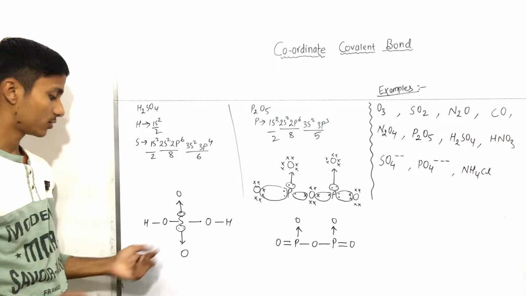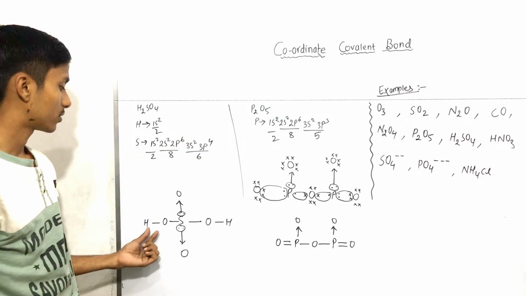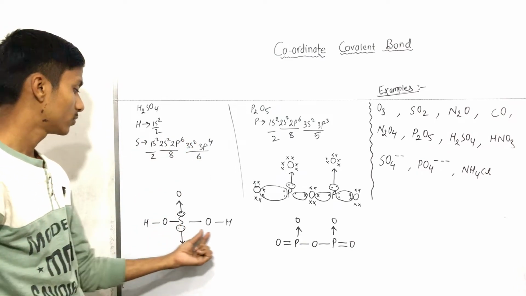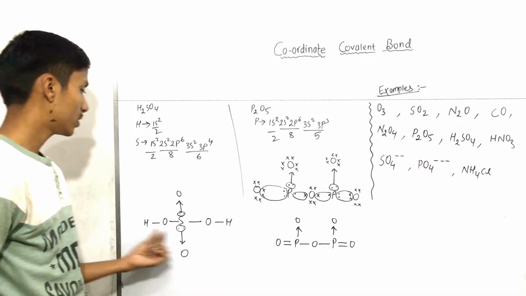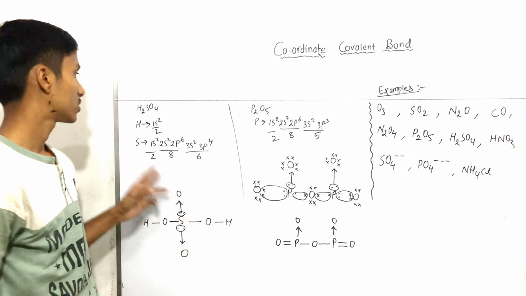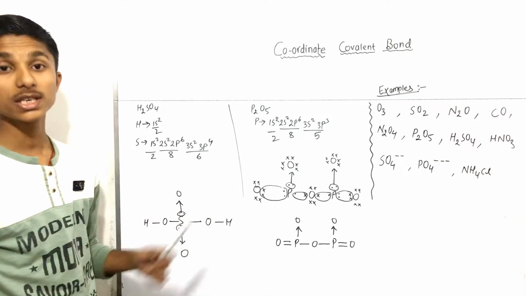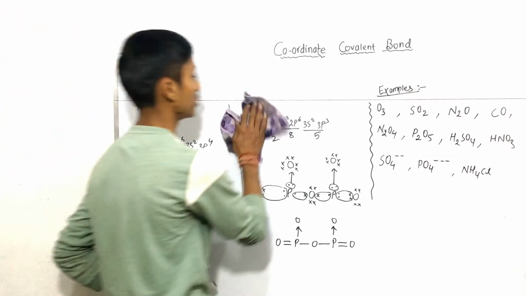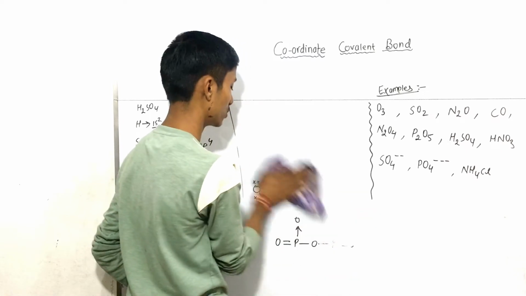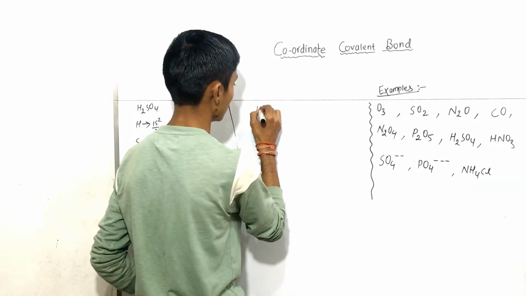So now you can see directly, now you can write the formation of coordinate covalent bond. This is hydrogen. This is the formation of coordinate covalent bond in H2SO4: one sulfur atom, 4 oxygen atoms and 2 hydrogen atoms. Now we take another example, that is HNO3, and here we show the formation of bond in HNO3.